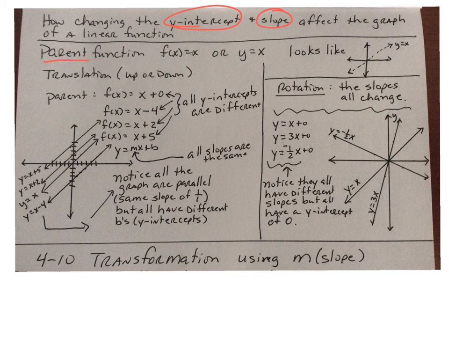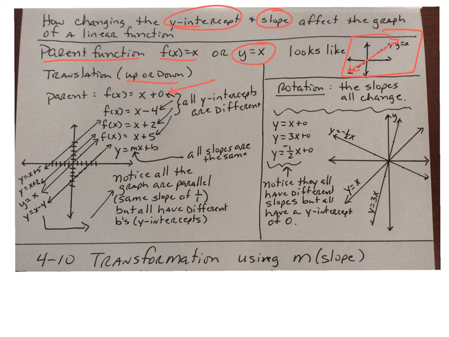Now, you have something called a parent function, which is normally called f of x equals x. Or, since you know another name for f of x is y, you can say y is equal to x. And it looks like this graph here, where it has a slope of 1, 1/1, all the way up and down. And it's a positive slope. So the first thing we're going to look at is some translations up and down comparing y equals x.